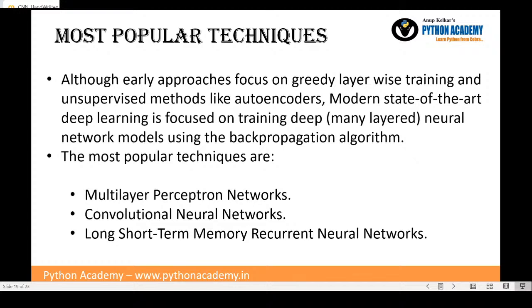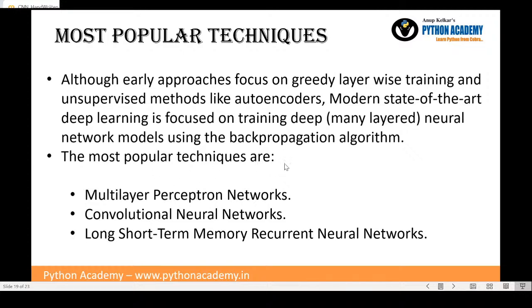So what are the most popular techniques used for this purpose? Although early approaches focused on greedy layer-wise training and unsupervised methods like autoencoders, which was very famous, now it is going lower. Modern state-of-the-art deep learning is focused on training deep, many-layered neural network models using backpropagation. So now we have the combination: many-layer algorithms with a lot of neural networks that go in with backpropagation. Once we have backpropagation, a lot of output will come up.